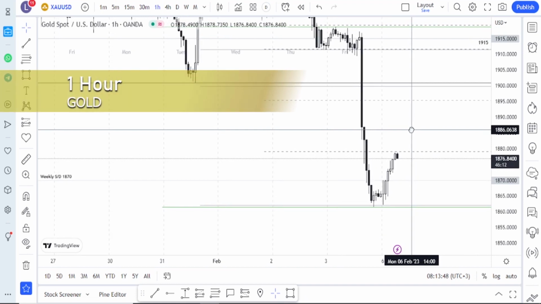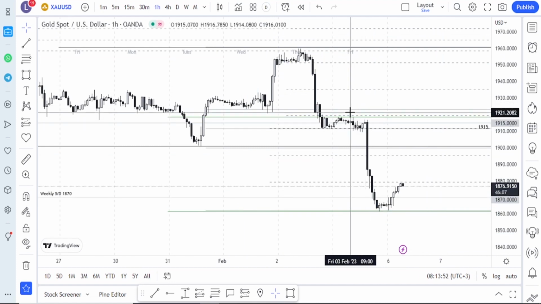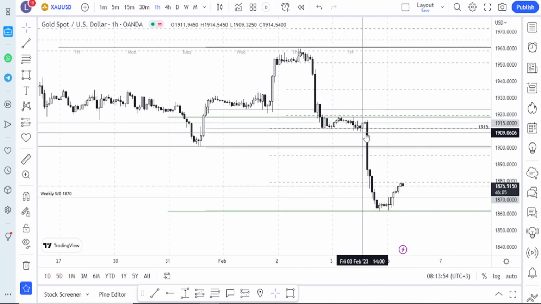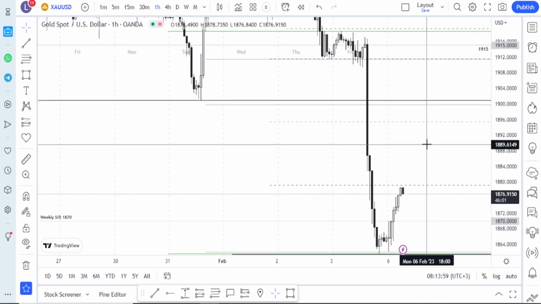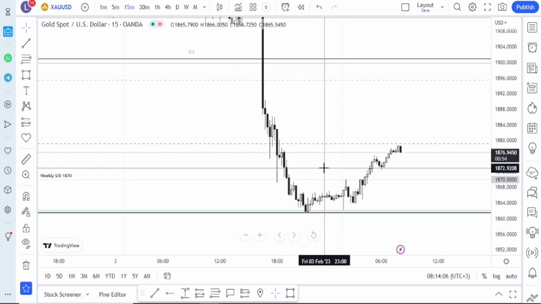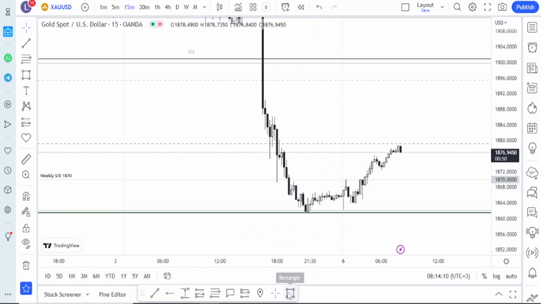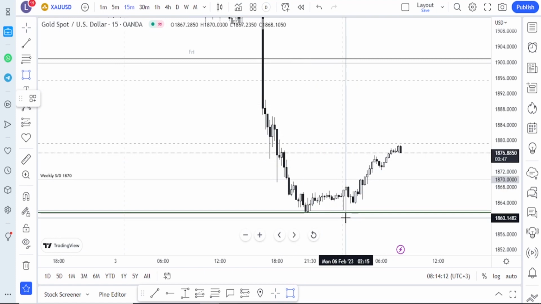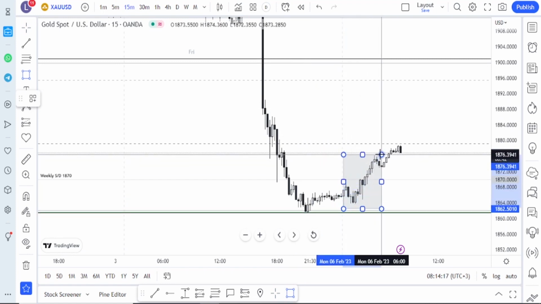And if you come to the hourly, you can see the same structure has been broken to the downside. This is weak highs and lows. There's a small consolidation before the major expansion to the downside. We go to the 15. Check out our Asian range. Here there's really no structure. Price hasn't done much on this time frame.